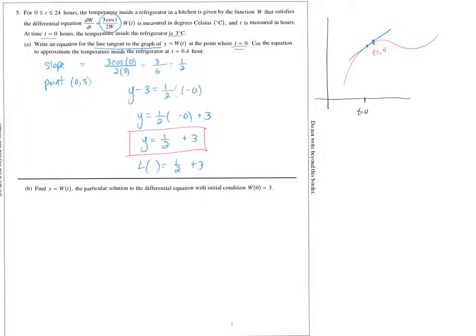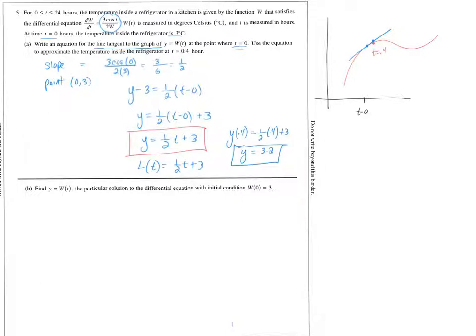So let's put t minus 4t minus 0. T, L of t, 1/2 of that. So y of 0.4 is 1/2 of 0.4 plus 3. 1/2 of 0.4, of course, is 0.2. So it's going to be 3.2. So that's the approximation of the y value on the curve when the time is 4/10 of an hour.